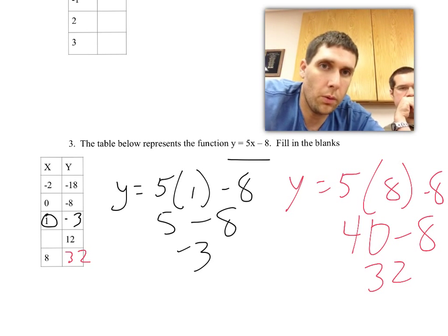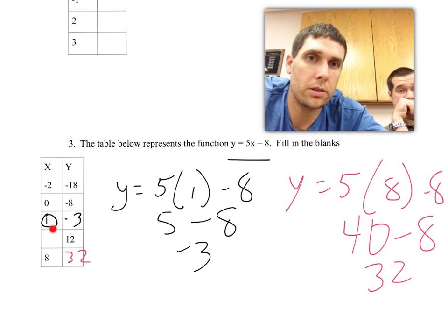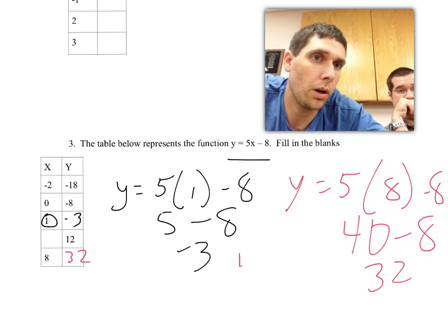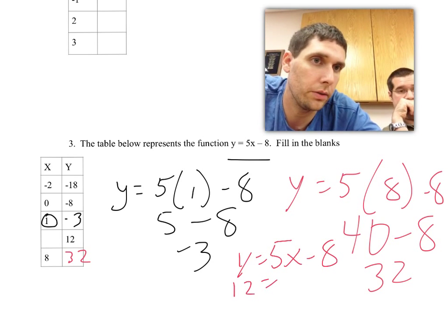Now, the one we're missing is this one right here. We're trying to find the x coordinate, so this time we're going to plug in 12 for y. So my equation is y equals 5x minus 8. I'm plugging in that 12 for the y, so 12 equals 5x minus 8.